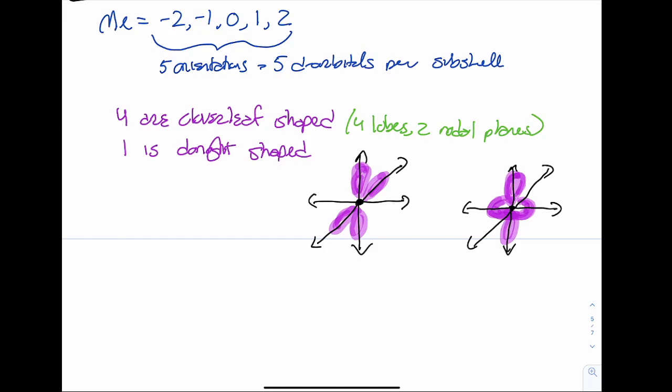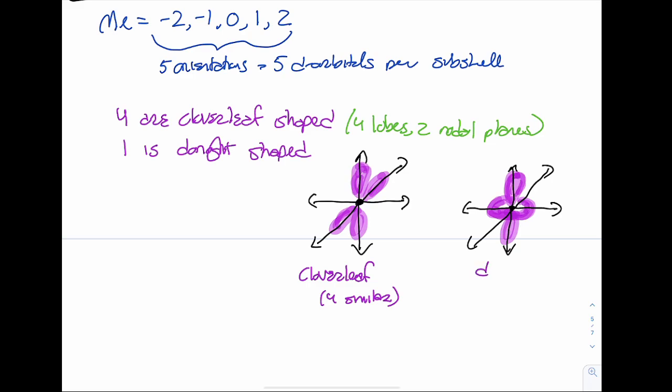So this is my cloverleaf. And there's 4 that are similar. They're not exactly the same, right? They're different orientations, but they all contain 4 lobes with 2 nodal planes. They're just oriented on these axes differently.